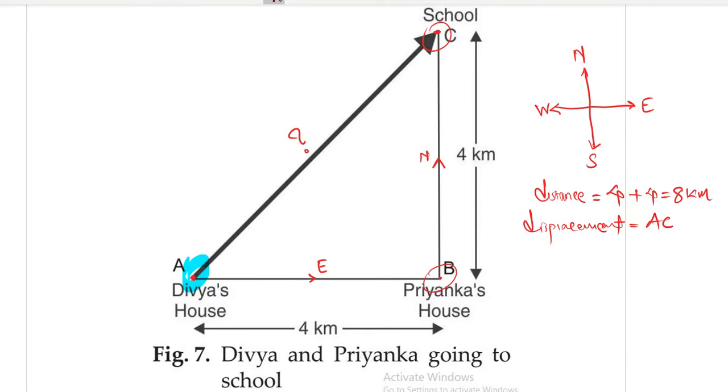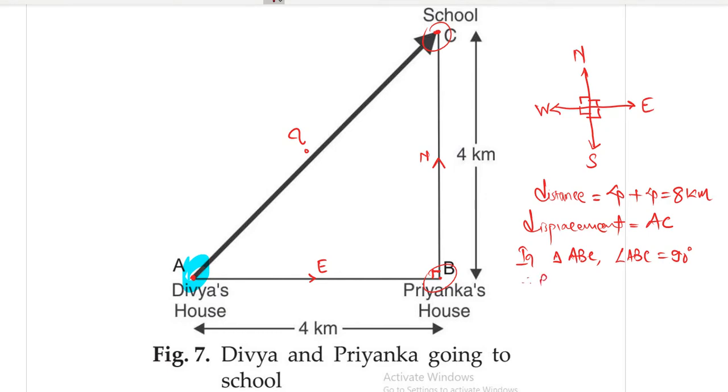Now look at this figure. Does it look like a right angle triangle? So in triangle ABC, angle ABC is equal to 90 degree. Now you might wonder how come angle ABC is taken as 90? They have not given it. So let me tell you that the angle between any two consecutive directions, like east, south, west, north, is always 90 degree. So angle ABC is 90 degree.